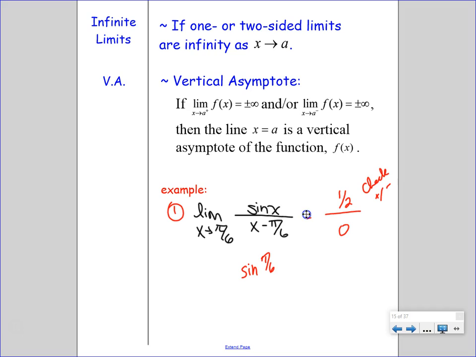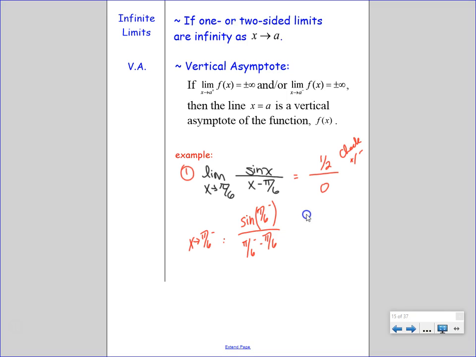Sine of pi over 6. Negative. Remember how we did notation last year? If we're coming from the left, what's sine of pi over 6 right before pi over 6? Positive or negative? It's still first quadrant right before, right? Yeah, so that's going to be a positive. But what's something a little bit less than pi over 6 minus pi over 6? Negative. Uh-oh. So as we come from the left, what do we have? Remember how we did this?